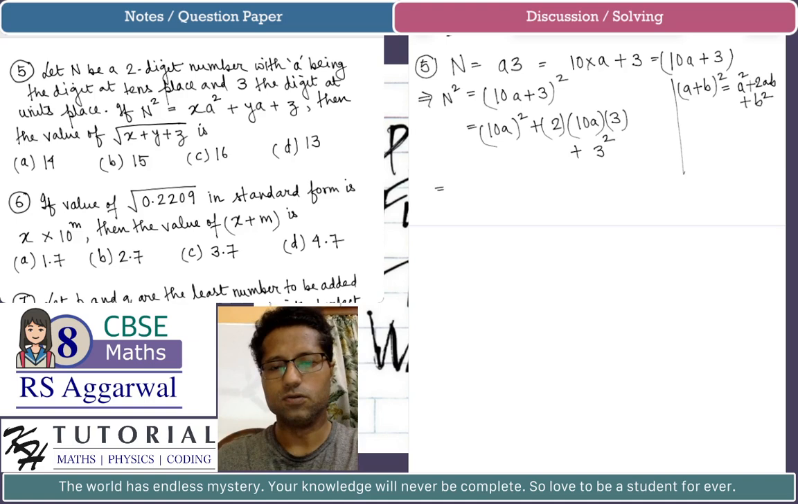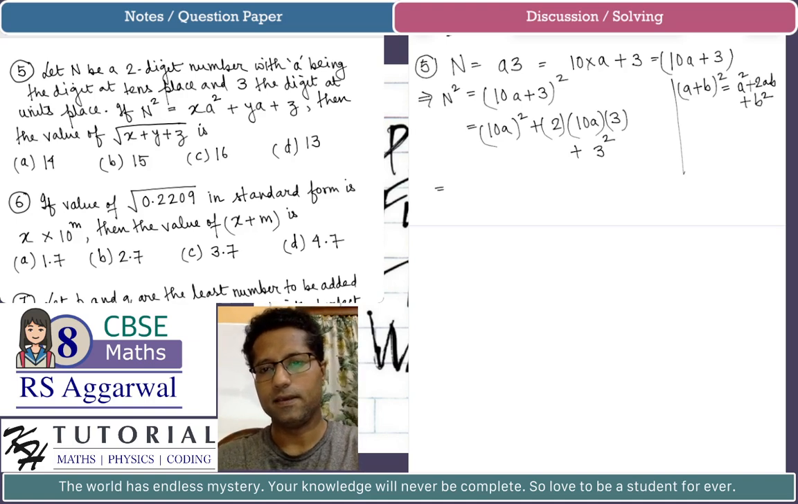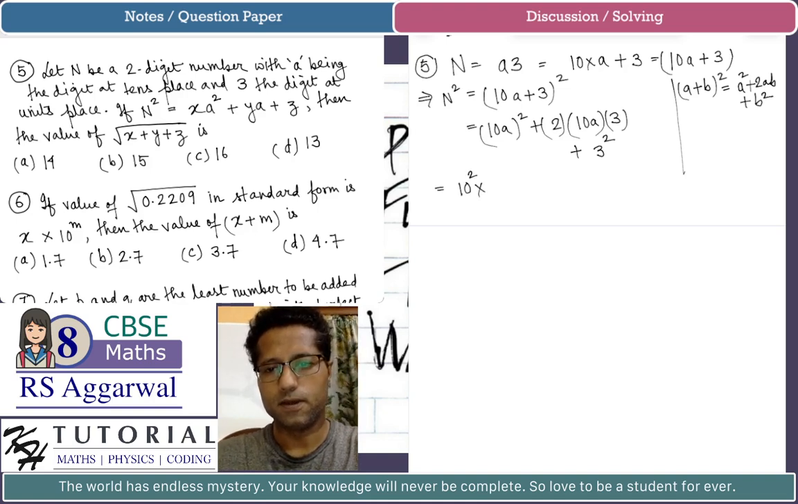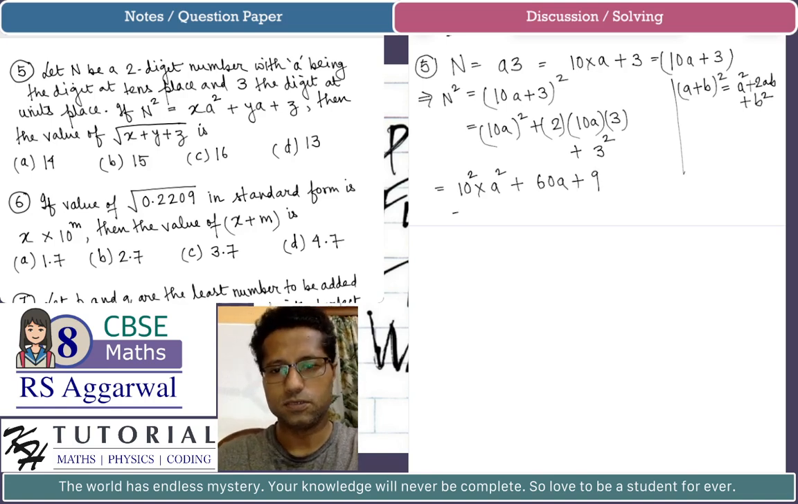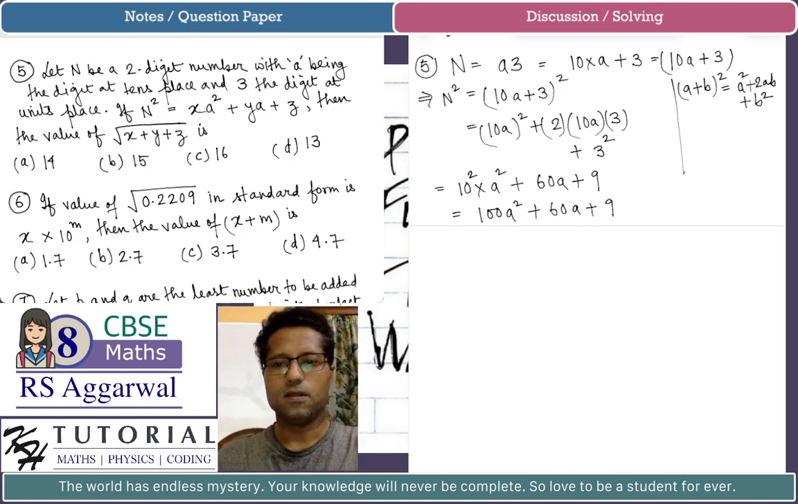So this is equal to 10 square multiplied by a square, and 2 into 10a into 3 is 60a, plus 9. 10 square is 100, so this is equal to 100a square plus 60a plus 9.